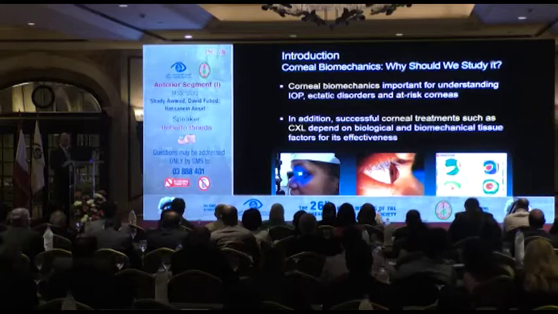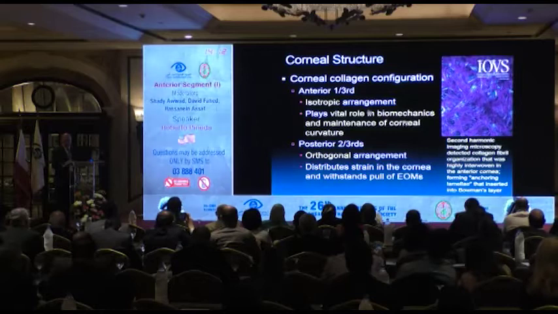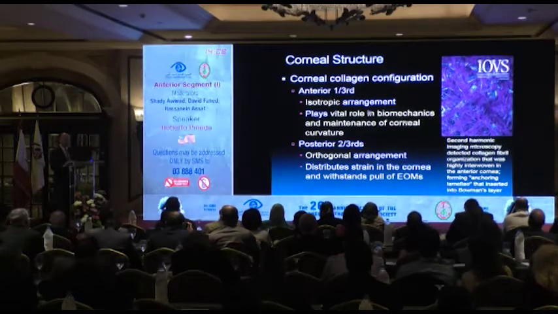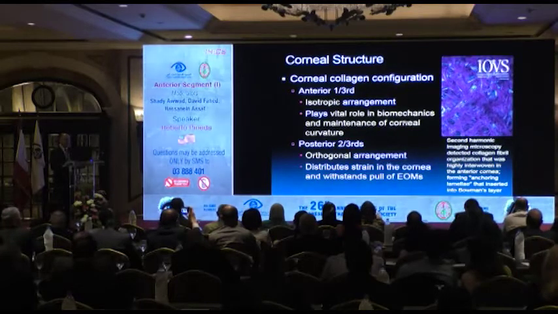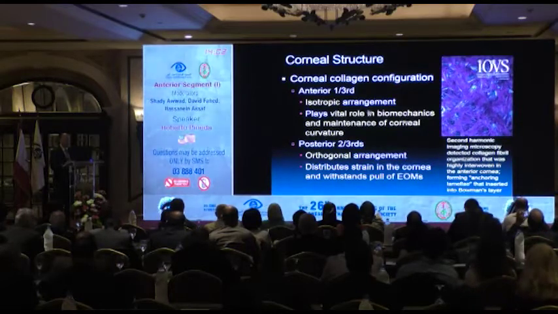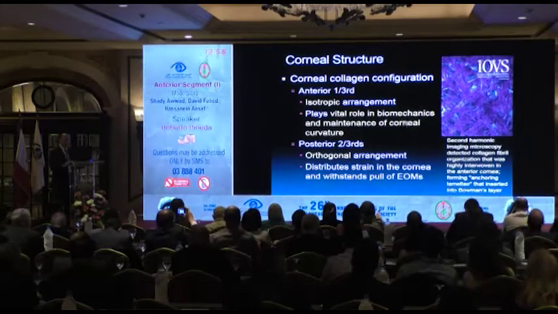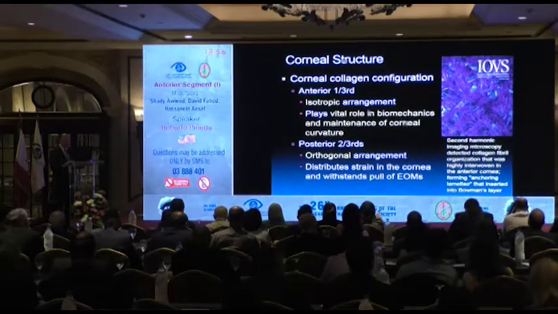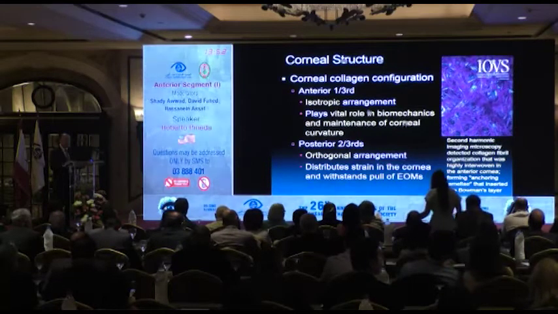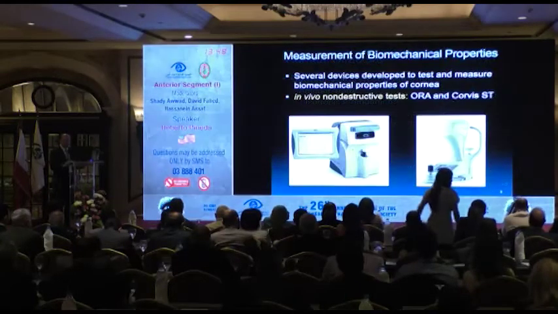If we briefly review the corneal structure, the anterior one-third of the cornea has an interwoven arrangement. It has crossing collagen fibrils, which play a vital role in biomechanics and maintenance of corneal curvature, while the posterior two-thirds of the cornea have a more orthogonal arrangement, which is important to distribute strain in the cornea and withstand the pull of the extraocular muscles. You can see an image here from an IOVS article several years ago showing that arrangement.